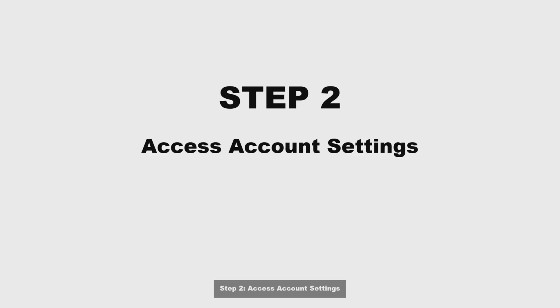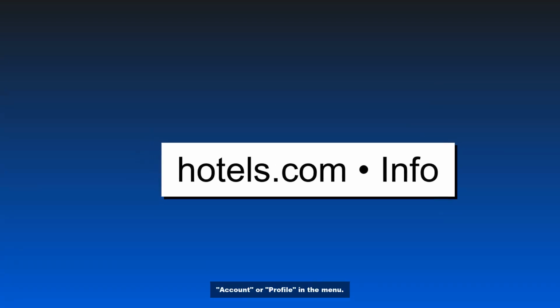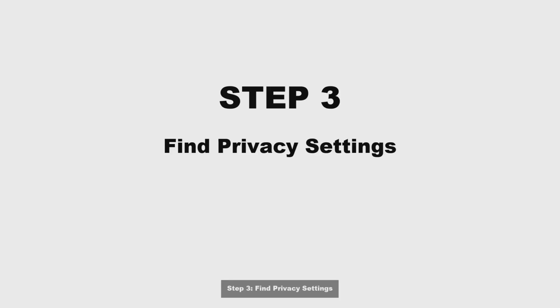Step 2. Access account settings. Once loaded in, navigate to your account settings. Look for an option that says Account or Profile in the menu. Step 3. Find Privacy Settings. In the account settings, locate the Privacy or Online Status settings. This section may vary in name, but it typically includes options for managing your visibility.